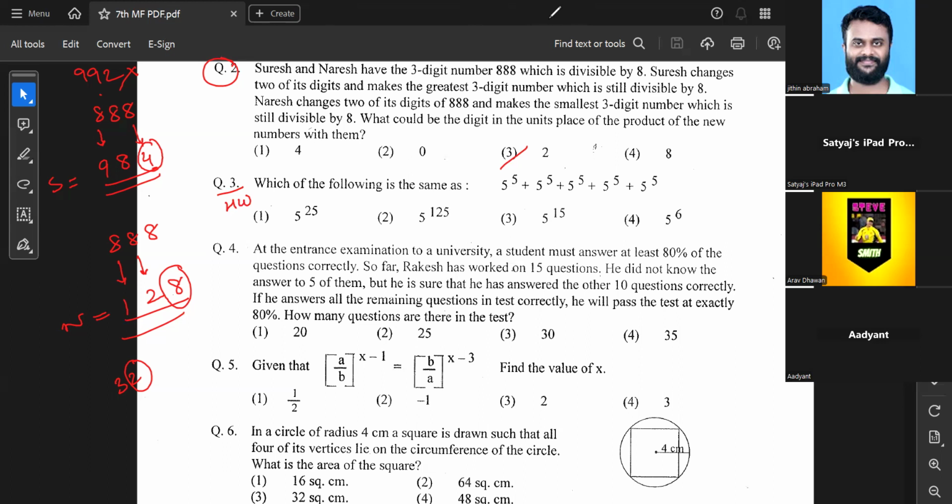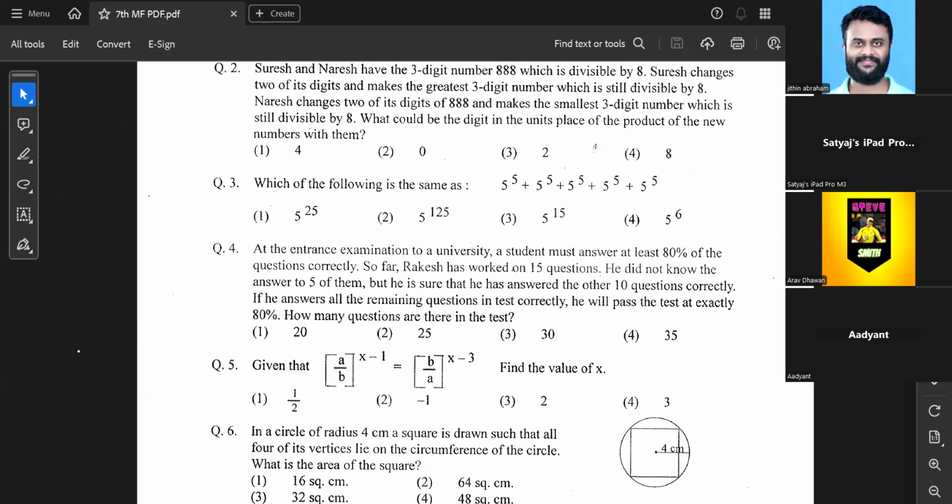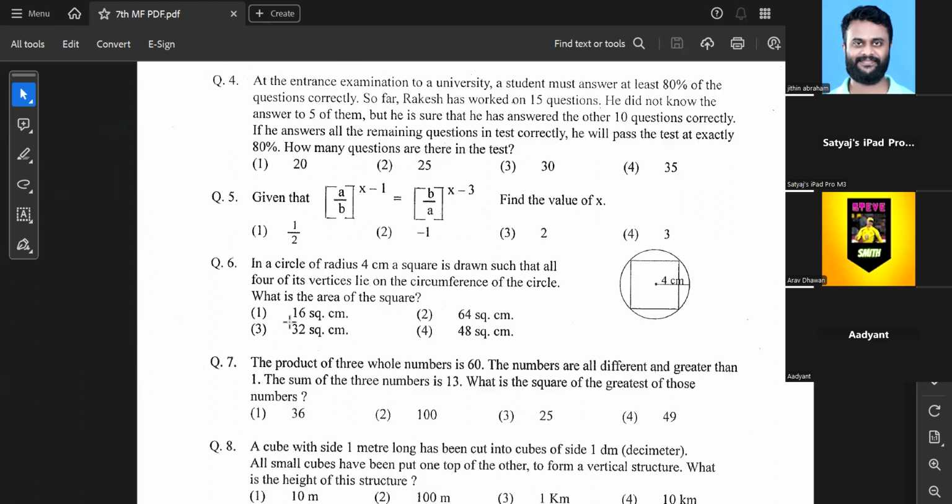So it's just 5 raised to 6. We can just verbally find it. Correct. Let's proceed to the next one. Fourth one.